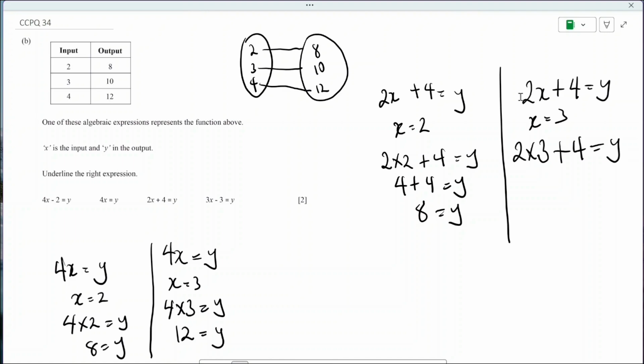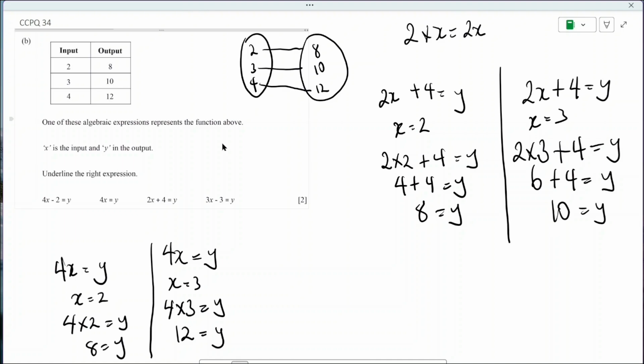The only way you can get 2x in simple algebra is 2 times x. That will give you 2x. That's why when you see 2x, it means 2 times x. And that's why we have 2 times 3 in this case. 2 times 3 is 6. 6 plus 4 equals y. 6 plus 4 is 10. Y is therefore 10. So when x is 3, y is 10. When the input is 3, the output is 10. That means this is correct. The third option is the right answer.